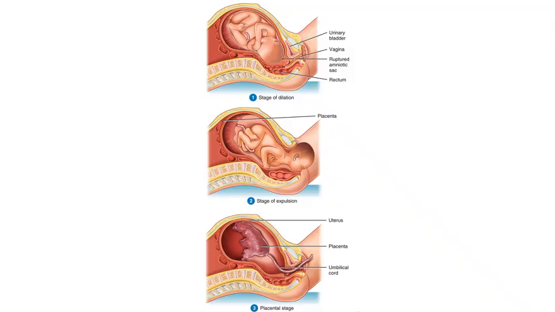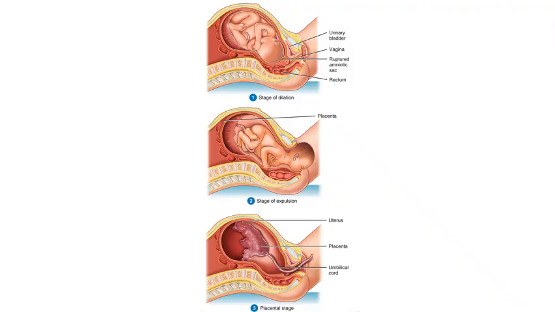Now on to the next stage, the stage of expulsion. The time from complete cervical dilation to delivery of the baby is the stage of expulsion, the pushing process expelling the baby. After the stage of expulsion, we get to the placental stage. This takes 3 to 5 minutes or up to an hour or more after delivery of the baby, and the placenta, or afterbirth as it's sometimes referred to, is expelled by the powerful contractions of the uterus. These contractions also constrict blood vessels that were torn during delivery, reducing the likelihood of hemorrhaging.